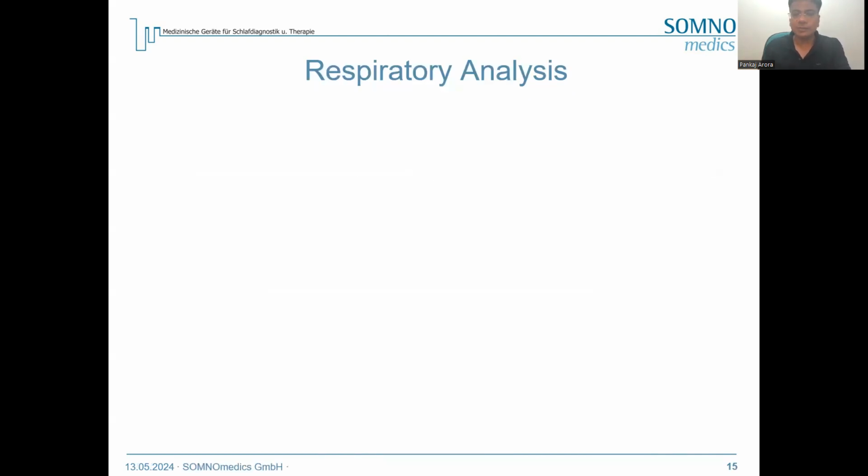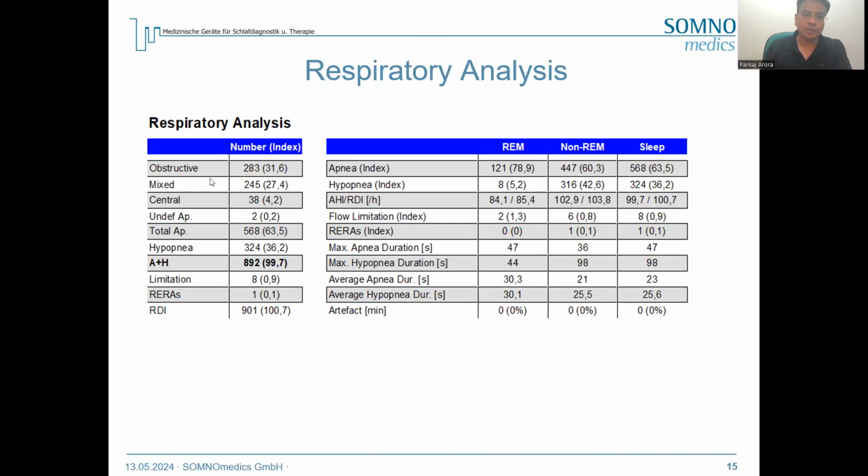So now, how will this report look? This will give you obstructive numbers. For example, in this case, you can see the total number of obstructive apneas was 283, mixed was 245, central was 38, undefined apneas was 2. You add all this, it comes to 568, and you add hypopneas of 324, which comes to 892. That is apneas plus hypopneas giving 892, and an index of 99.7. But if you add limitations and RERAs, it comes to 901, which is an index of 100.7, which is very high. So he's a kind of severe obstructive sleep apnea case.